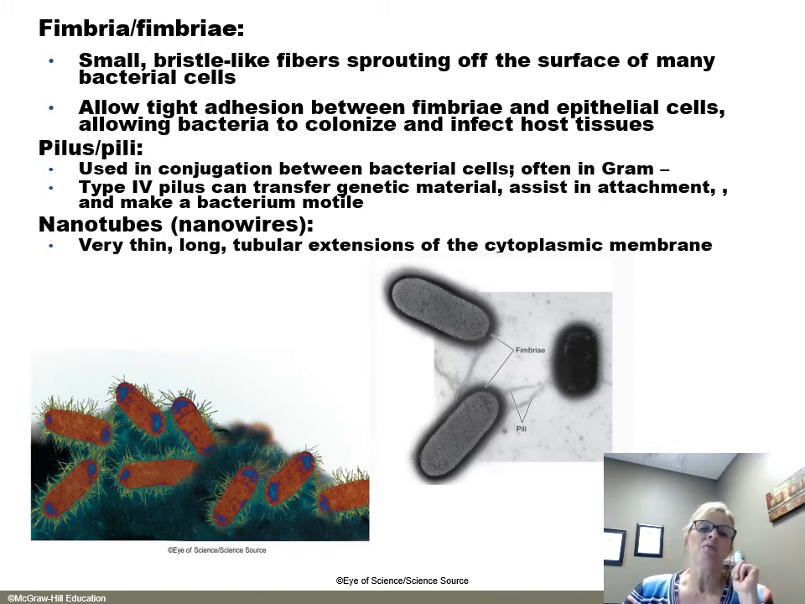Okay. We've recently discovered nanotubules or nanowires, and these are thin, long tubular extensions of the cytoplasmic membrane. These are used to transfer things like amino acids or to obtain energy by shuttling electrons to or from an iron-rich substance. So it's very helpful for them.